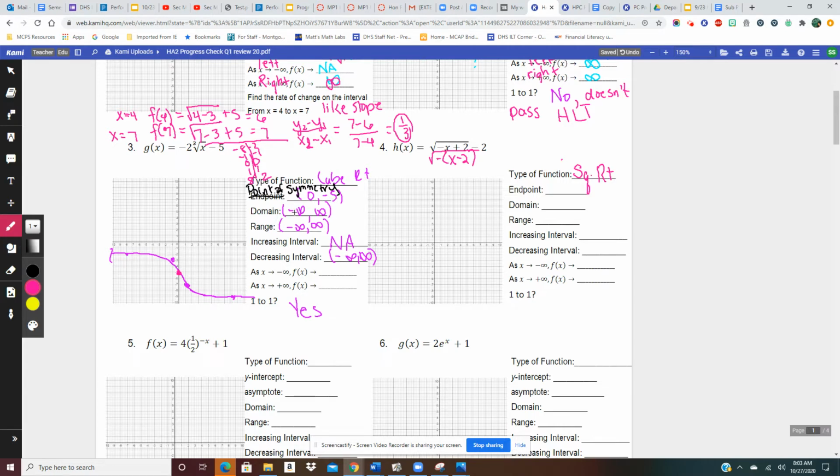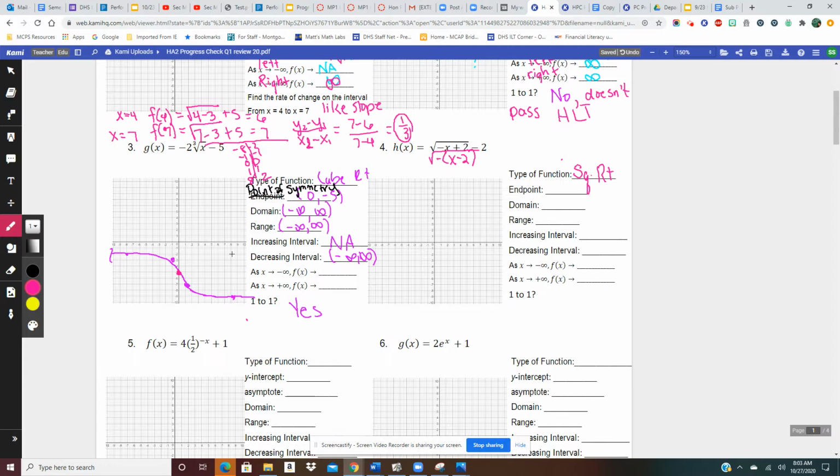The nice thing about cubes and cube roots is that both answers here are all real numbers. It's going to keep going left. It's going to keep going right. So that's my domain, all real numbers. It's going to keep going down. It's going to keep going up. And it doesn't matter which way it's going. It's just you're looking at up and down and right or left. For the domain is right or left. The range is up and down.